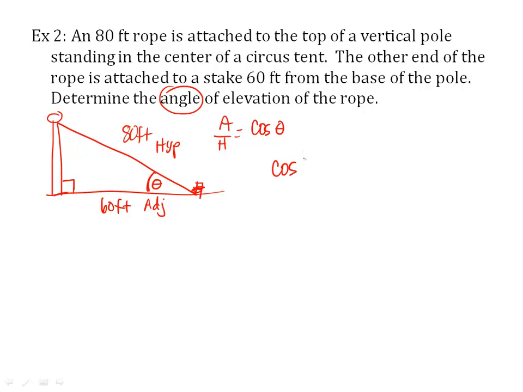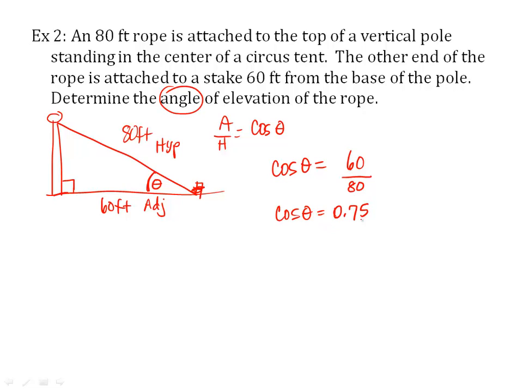So I use the cosine of theta. I have to leave it theta because I don't know what the angle is. Now I'm going to put in what I do know. Adjacent, 60 over 80. All right, so I'm going to type this in my calculator. 60 divided by 80. When I do that, I get 0.75, 3/4.